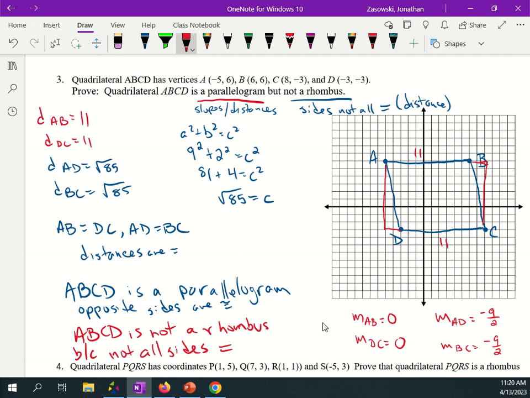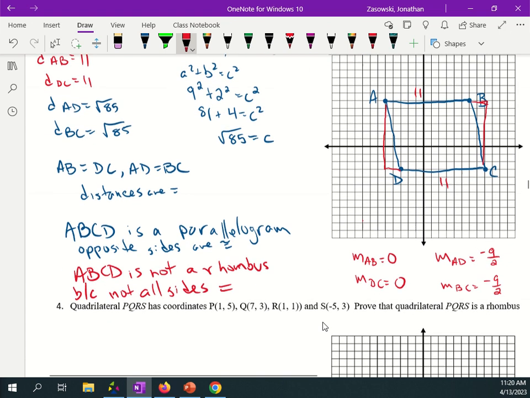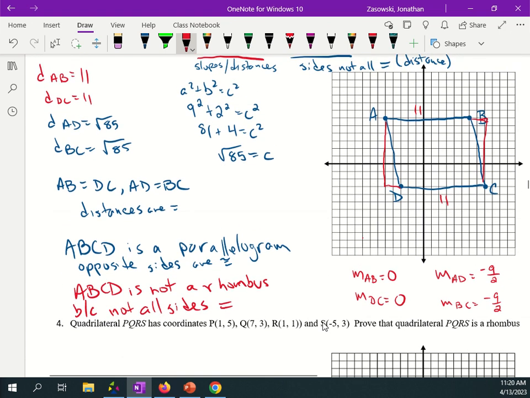Okay, your homework tonight is to finish up number 4. That's it. You got 9 minutes, so hopefully you should be able to get done before you leave. All right, and you're just proving it is a rhombus in this one. Ready, set? All right, do your thing, and have a great day.